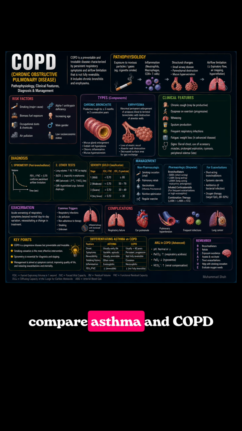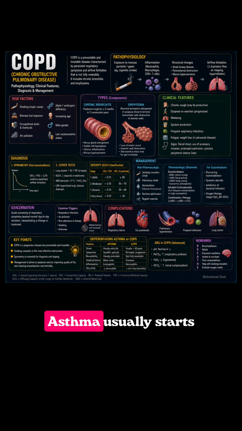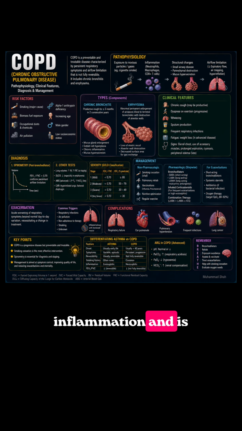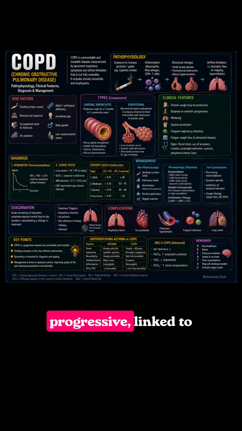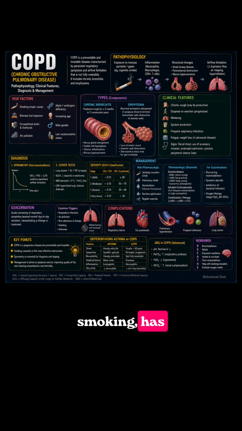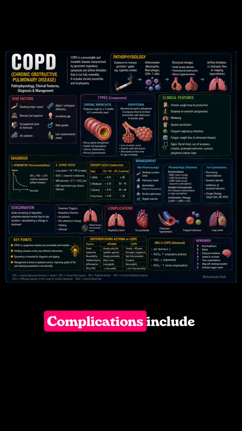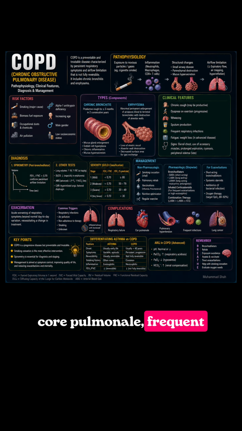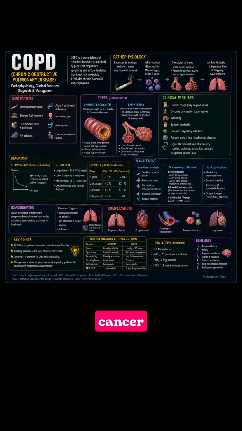Now compare asthma and COPD. Asthma usually starts earlier, is episodic, often has eosinophilic inflammation, and is usually reversible. COPD usually occurs after age 40, is progressive, linked to smoking, has neutrophilic inflammation, and is not fully reversible. Complications include respiratory failure, pulmonary hypertension, cor pulmonale, frequent infections, and lung cancer.